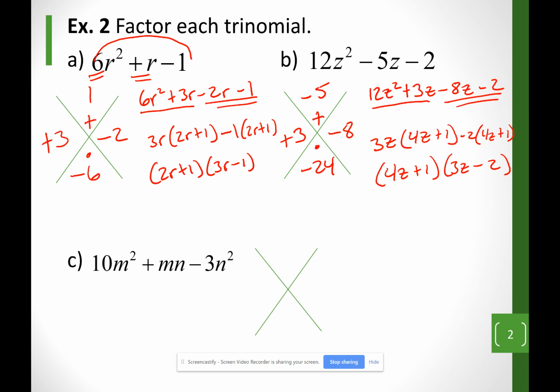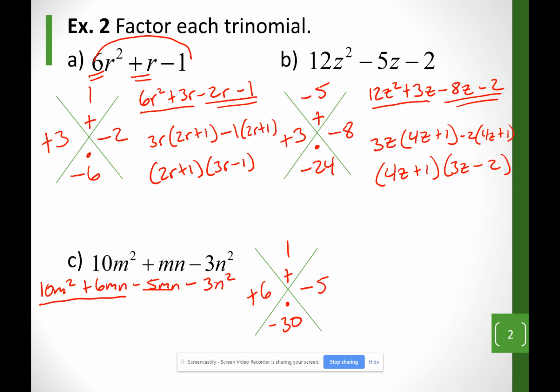On example C, I'm looking for two numbers that multiplied is equal to negative 30, but when I add my numbers is equal to 1. I'm ignoring my letters for right now. So multiplied is equal to a negative, so the signs are different. I'm thinking of 6 and negative 5. That's just how I'm going to split my middle term. So I have 10m squared for the first term plus 6mn minus 5mn minus 3n squared.